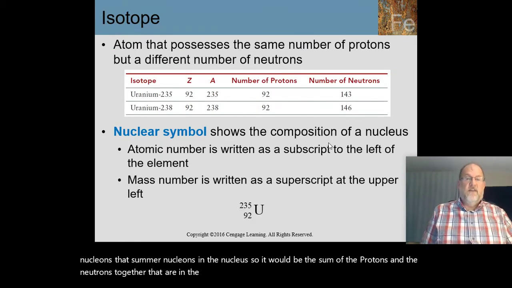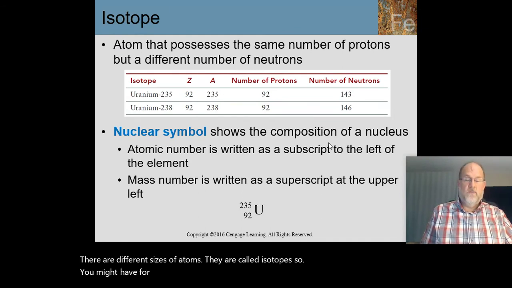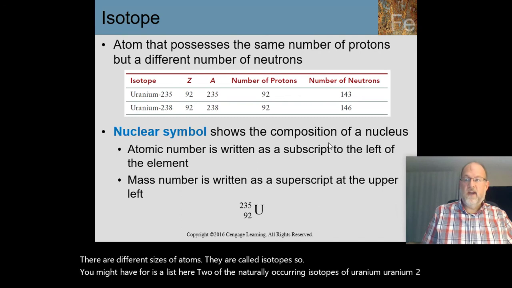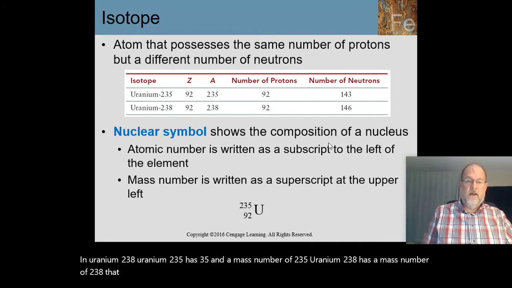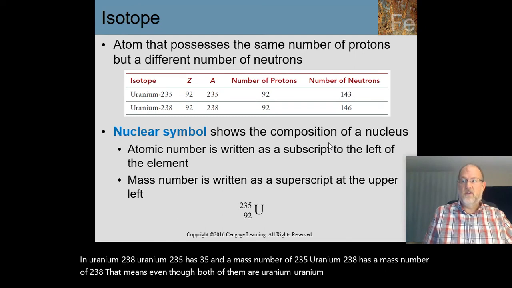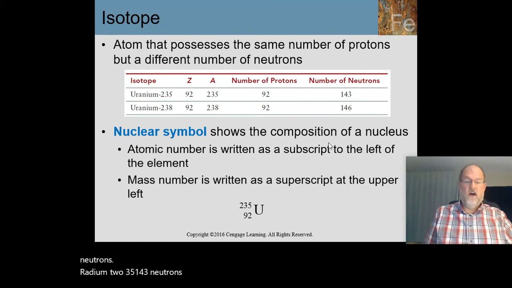There are different versions of atoms. They're called isotopes. For instance, they list here two of the naturally occurring isotopes of uranium, uranium-235 and uranium-238. Uranium-235 has a mass number of 235. Uranium-238 has a mass number of 238. That means even though both of them are uranium, which has an atomic number of 92, so it has 92 protons, the two different versions of the atom have a different number of neutrons. Uranium-235 has 143 neutrons, and uranium-238 has 146.